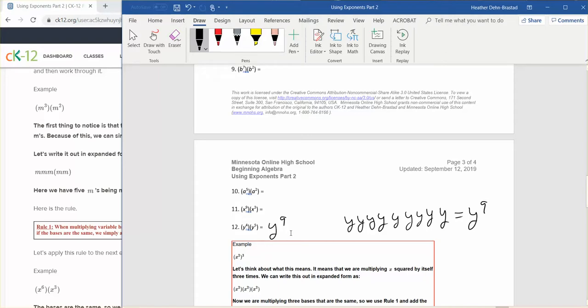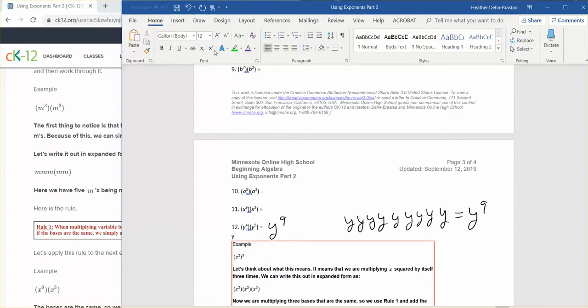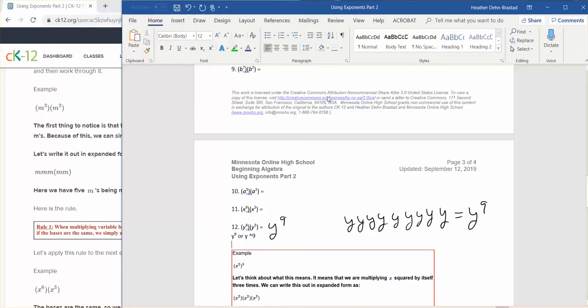And if you're typing, remember that you can either use from the home page the formatting that lets you put an exponent in, or you can write y and then push the shift and the 6 key at the same time and then put your exponent after that.